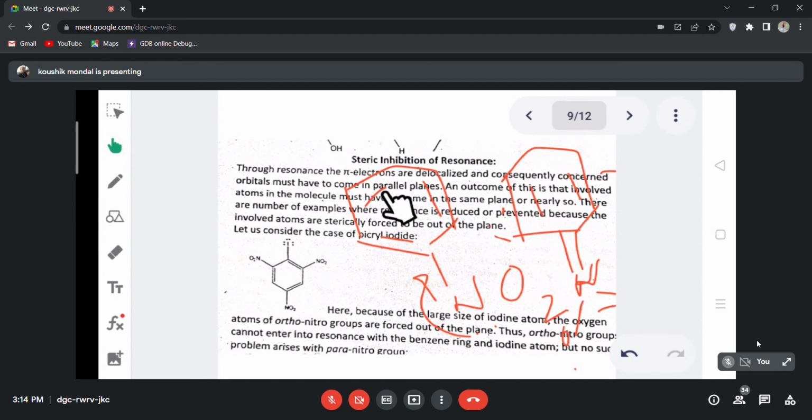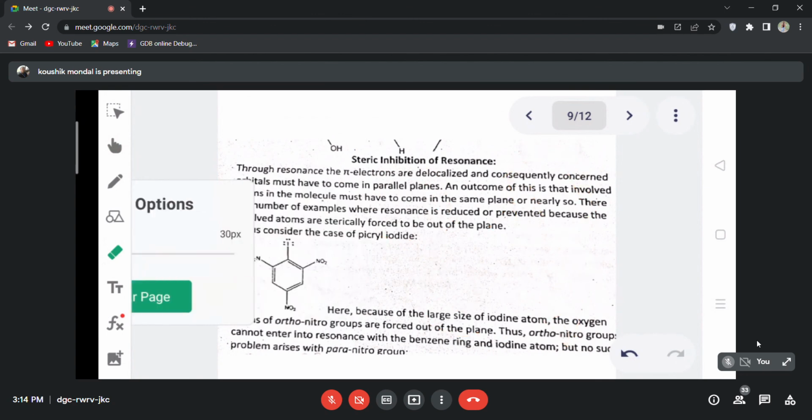Inhibition means it is basically obstruction, which in Bengali is called বাধা. Sir, does it mean in the ortho position the bond will always be longer? No, that is not the case. If there is steric hindrance, then yes.